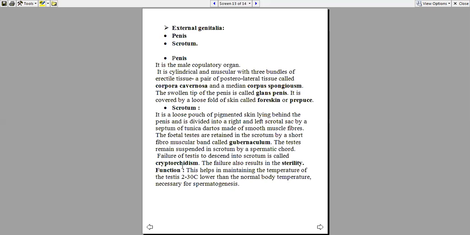Now see the overall function of the scrotum. It helps in maintaining the temperature of the testes lower than the normal body temperature, and this temperature is very necessary for spermatogenesis, that is, for the formation of sperm. Thank you.